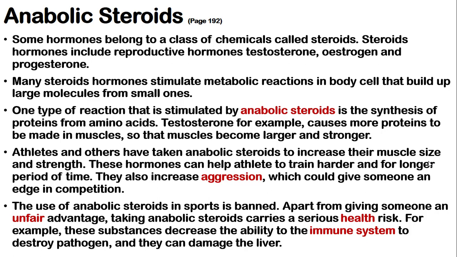Okay, most of the people have killed themselves. I would like to use the word kill by overuse of the anabolic steroids. High doses of anabolic steroids can kill the person, okay, and badly damage the liver. Okay, now one thing more I would like to add over here is that high doses of anabolic steroids decrease the ability of the immune system to destroy pathogens. It means that even a smaller danger or a smaller threat to life can kill you.